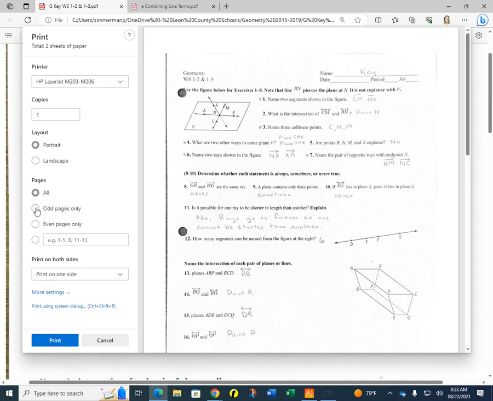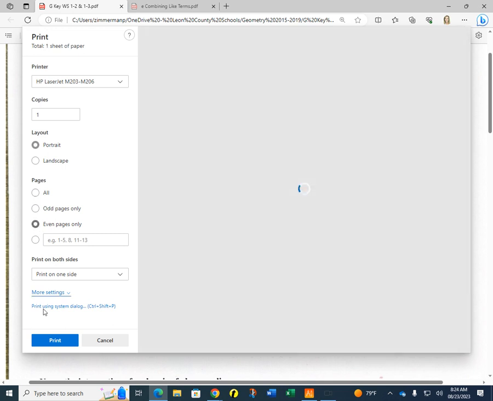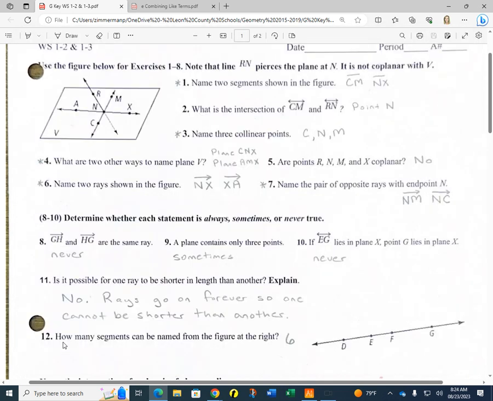Wait, that's the 1.2. Yes, hit the back page of that. And no one should have your head down.